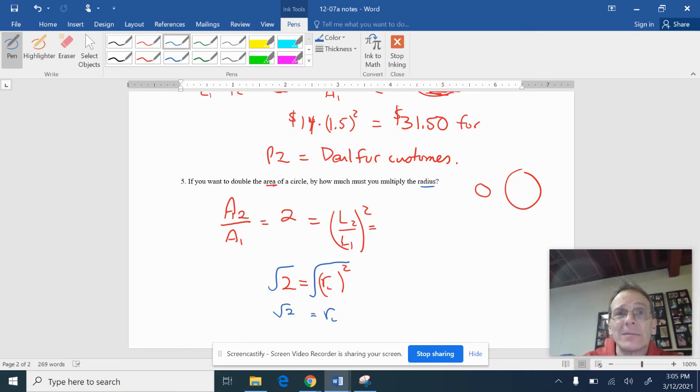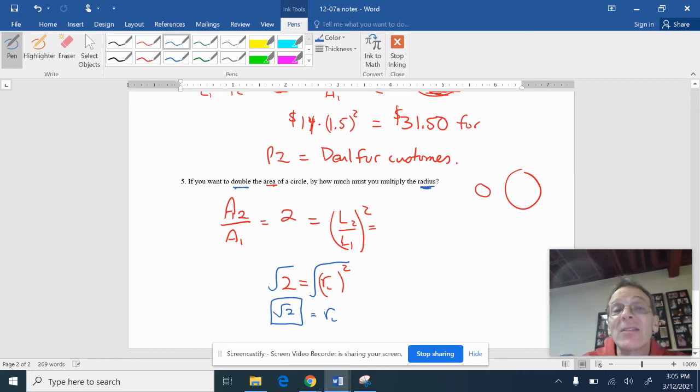And if I told them that's wrong, then they'd start guessing at other numbers. 1.5, 2.5, 1/2. I don't know. They'd be completely lost. You'd have to multiply the radius of the original circle by the square root of 2 to get a circle whose area was exactly twice as much.